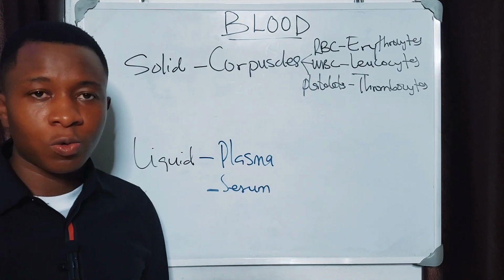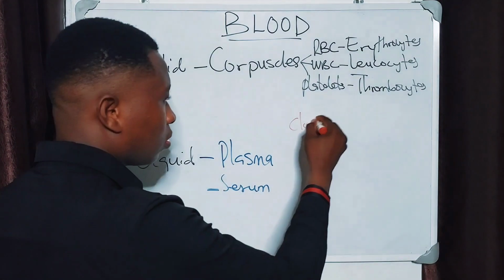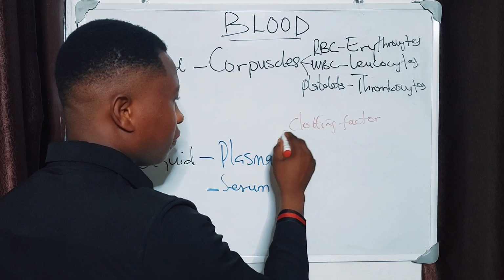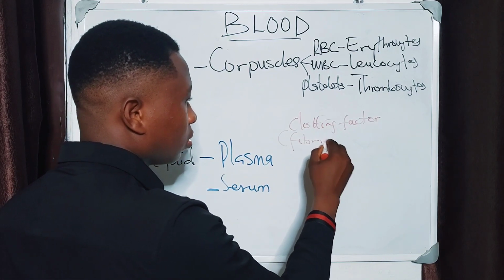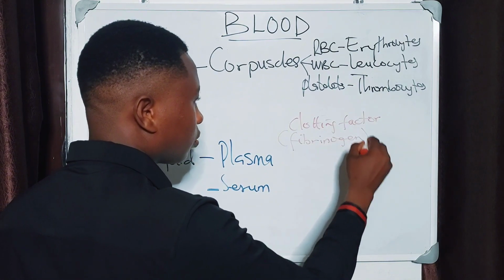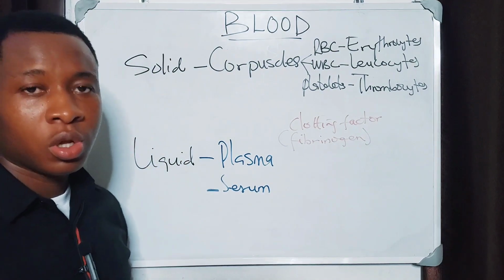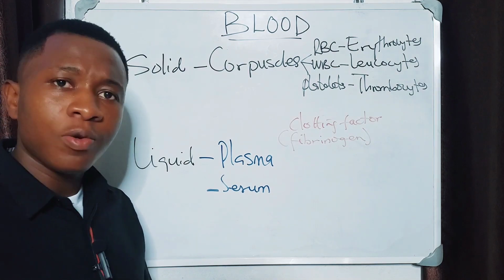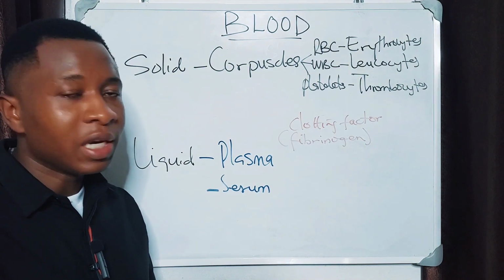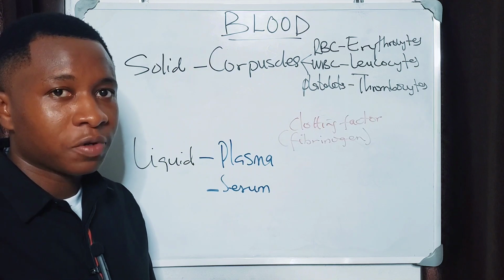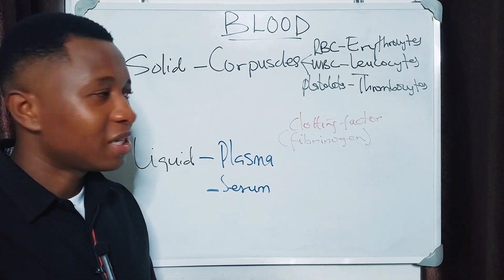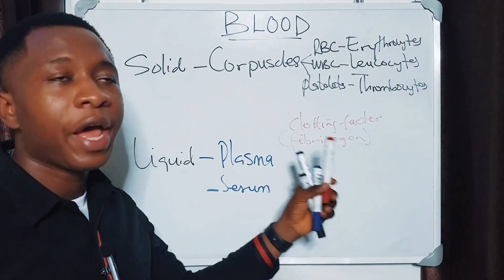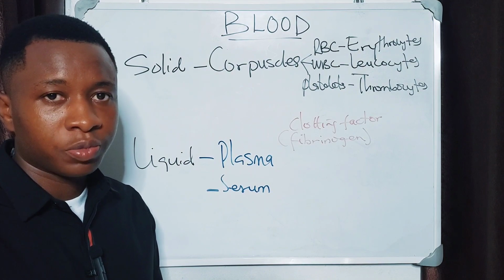In the blood, there is what we call the clotting factor. The clotting factor is referred to as fibrinogen. This is what helps to clot the blood. So you wonder why when you have a cut, you just have a little bleed. When you bleed for some time, the bleeding stops. It is as a result of the functionality of the fibrinogen. The fibrinogen helps to clot the blood.